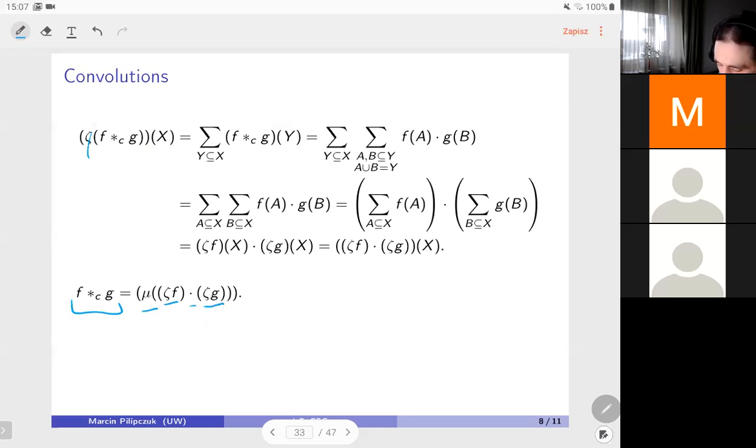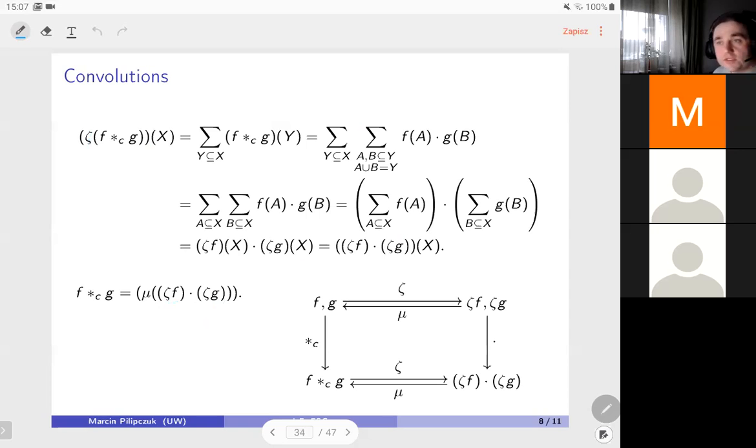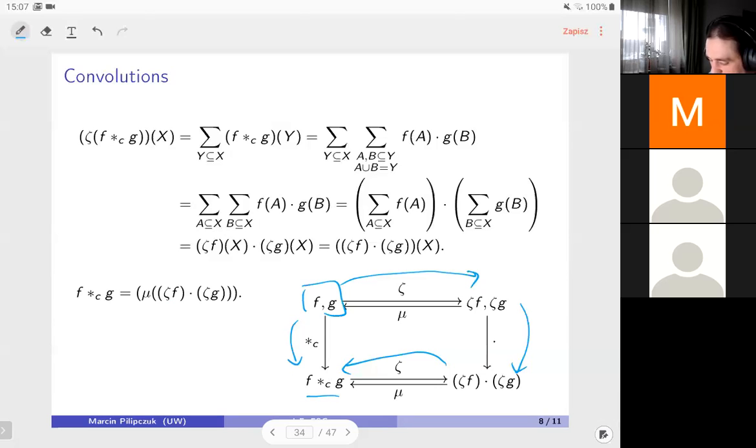And this is exactly the principle behind the Fourier transform and all these things. You have this commutative diagram: you start with f and g, and you want to get to the cover product, but instead of going directly, you first take zeta, then take the pointwise product, and then apply Möbius to go back. This is what we have proven, that this diagram commutes. So instead of doing the cover product, which takes 4 to the n time, we are doing a pointwise product that takes 2 to the n time, but there's one caveat.